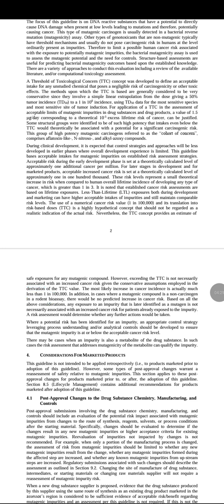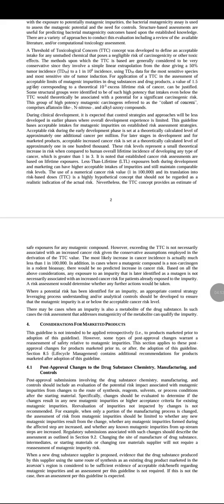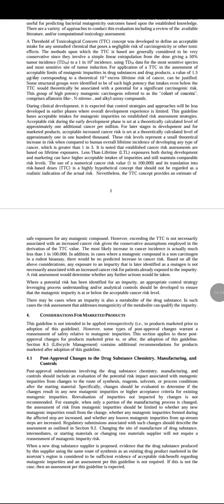Therefore, to limit the possible human carcinogenic risk associated with exposure to potentially mutagenic impurities, the bacterial mutagenicity assay is used to assess the mutagenic potential and the need to control. Structure-based assessments are useful for predicting bacterial mutagenicity outcomes based on established knowledge. They are relevant approaches to conduct the evaluation, through a review of the chemical literature and computational toxicology assessment.